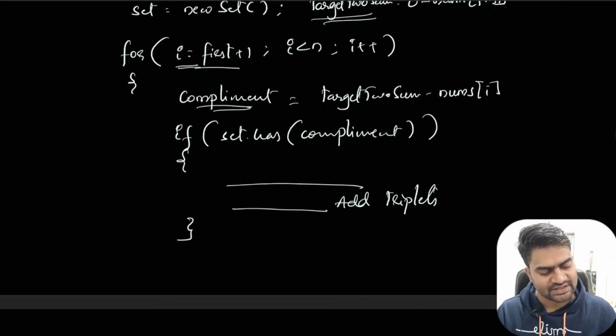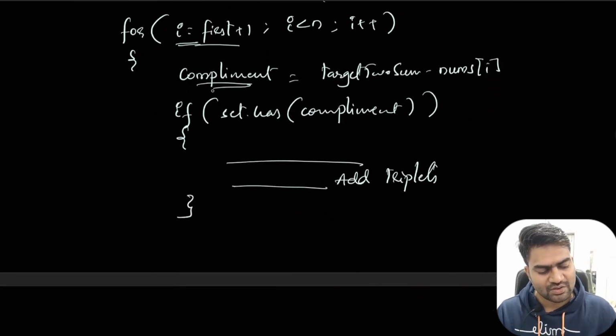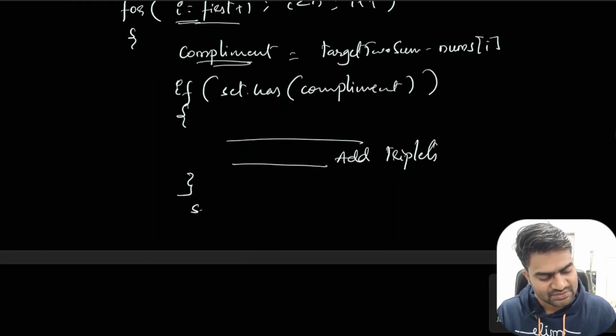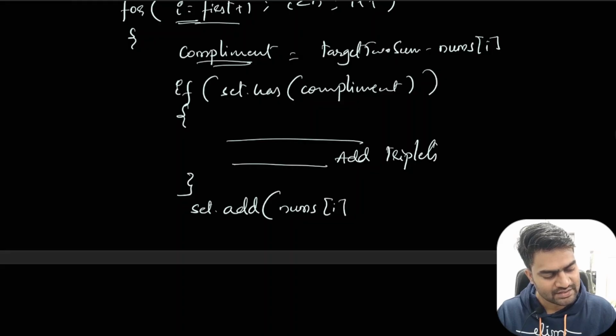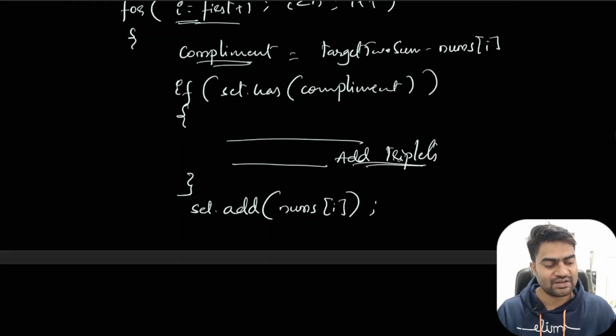After this, whatever the number is, basically nums of i, you just need to put that into the set. So set dot add of nums of i. And once after adding it to the triplets, we also need to skip any duplicate numbers. We will see that, skip duplicates.